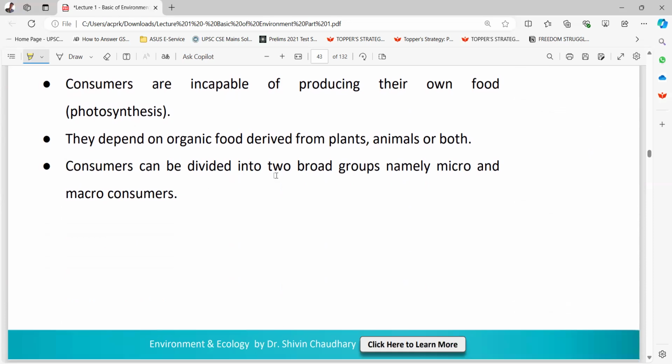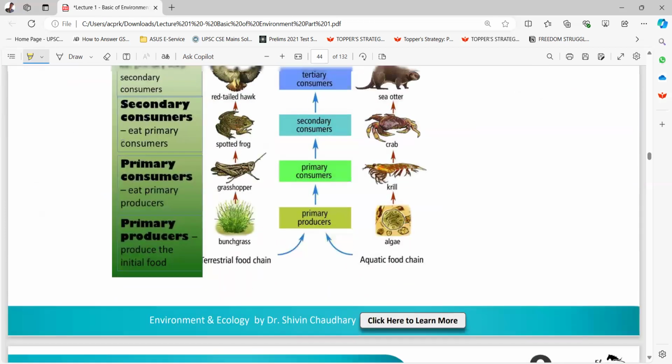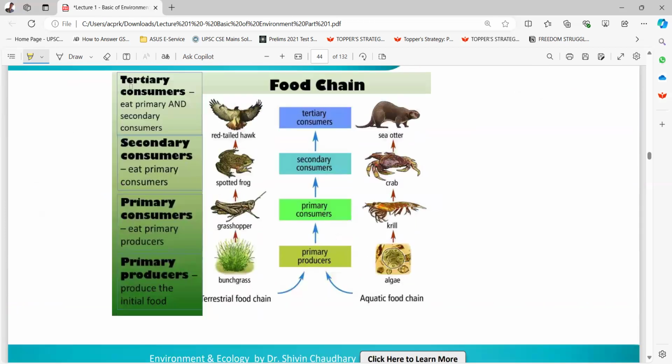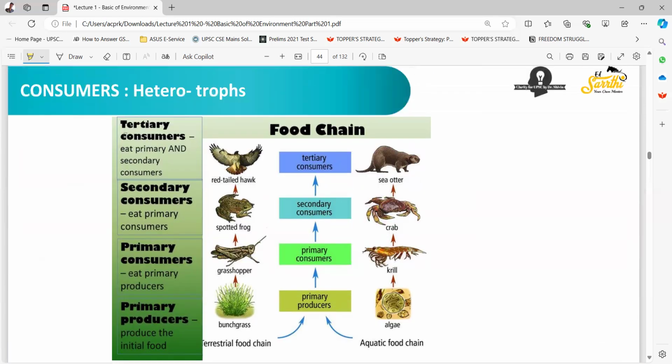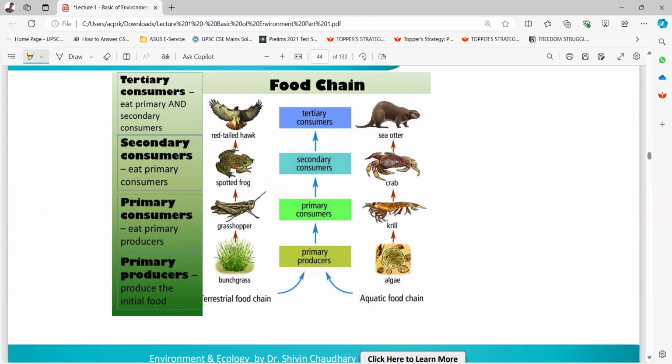Consumers can be divided into two broad groups, namely micro and macro consumers. Consumers, heterotrophs. Okay, primary producers produce the initial food. Primary consumers eat primary producers. Secondary consumers eat primary consumers. Tertiary consumers eat primary and secondary consumers. Okay, food chain: terrestrial food chain, aquatic food chain.